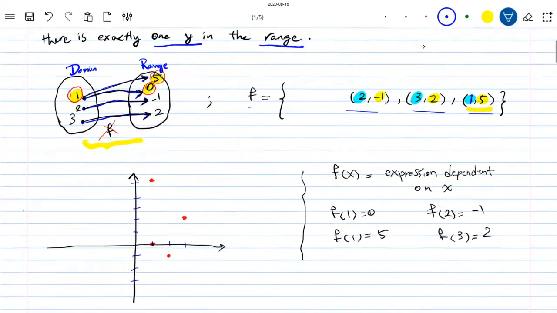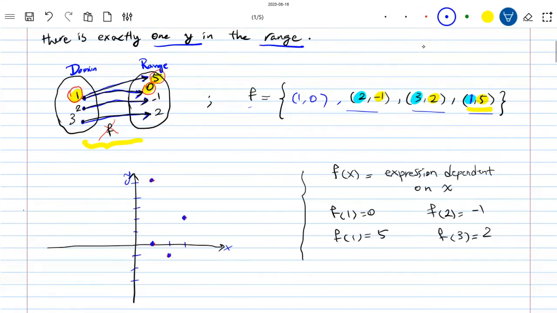Okay. Now, if you look at this, there is another version of writing a function. You can show it. If you remember, there was a point 1, 0 here. Here, the points, you can show it on the xy plane. This is the xy plane. The point 1, 0 is 1, 0. The point 2, -1, here is 2, -1. 3, 2, and 1, 5.